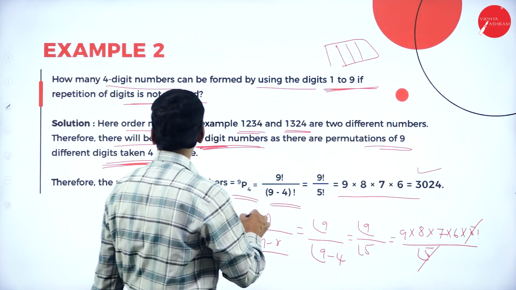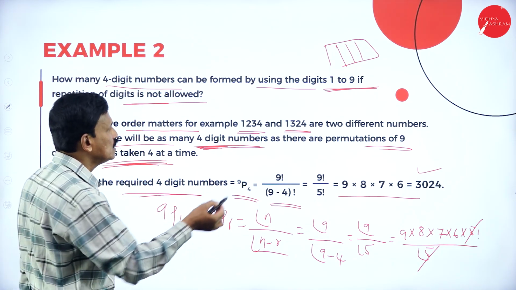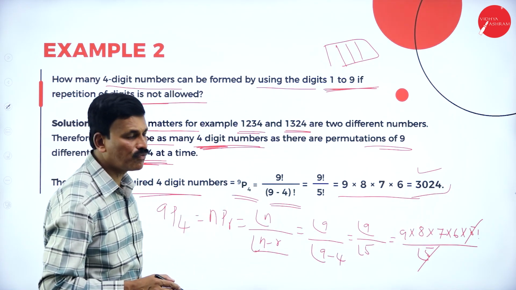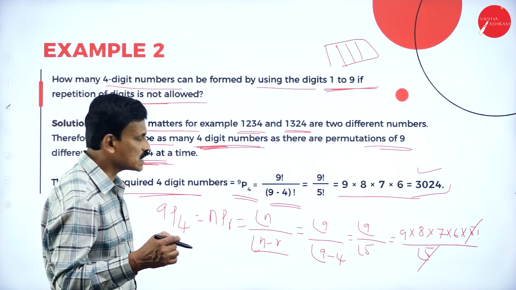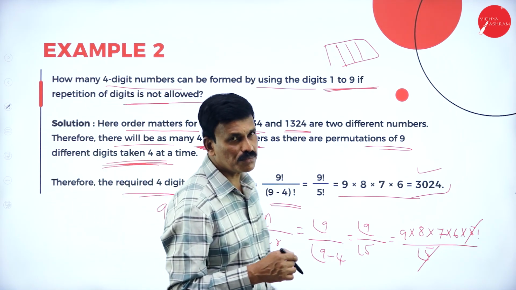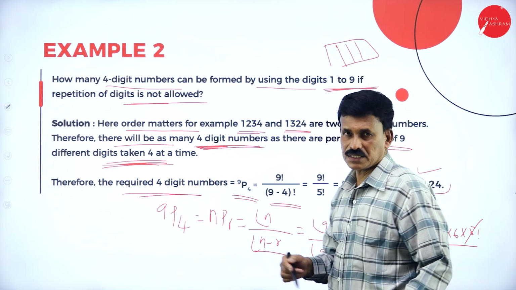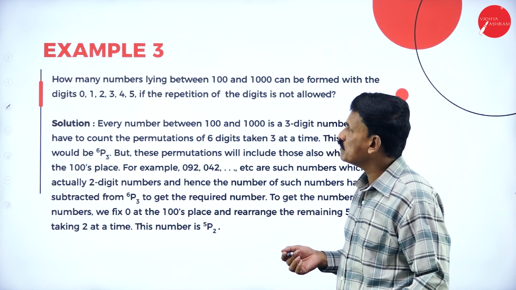So the number of 4-digit numbers that can be formed from 1 to 9 is 3024. This is a small example to find the permutation of 4-digit numbers from 1 to 9, without repetitions. Now let us come to the next problem.